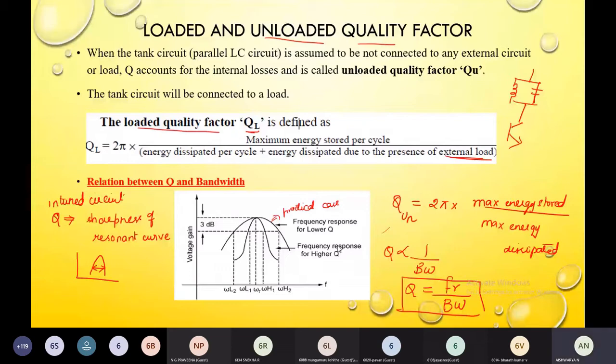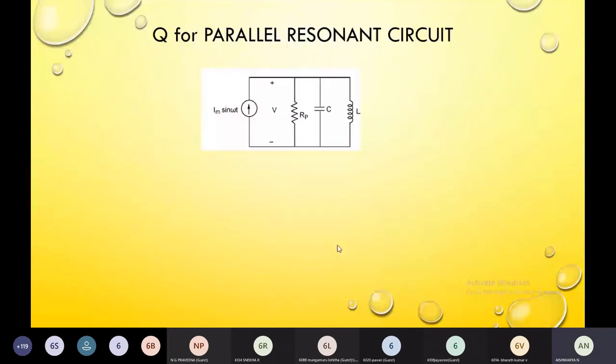Now we will go for the first topic. Based on quality factor, we are going to derive two things. One is the quality factor for a parallel resonance circuit. Then we are going to see the quality factor for a series resonance circuit. Till this, if you have doubts, you can ask me. Otherwise, I will start with the first topic.